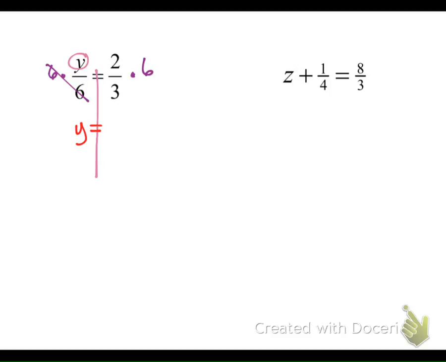Oh, not 1 over 6. 6 over 1. 6 over 1. So I need to change that whole number to a fraction. Once I've done that, I can go ahead and multiply it out.